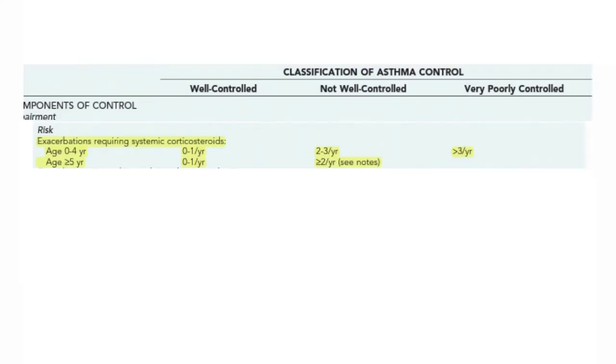In control classification, if 0 to 1 per year you get exacerbation which requires systemic steroid, then it is well controlled. Not well controlled is 2 to 3 per year, and more than 3 per year exacerbations are very poorly controlled. And for age more than 5 years, if 0 to 1 per year, it is well controlled, and if it is more than 2 per year exacerbation of asthma requiring systemic steroid therapy, then it is not well controlled. So these also should be looked at.